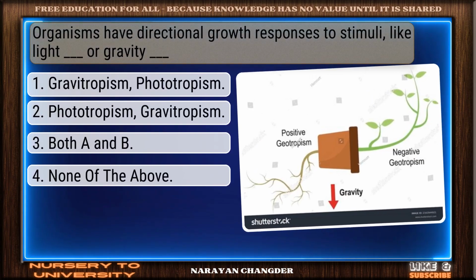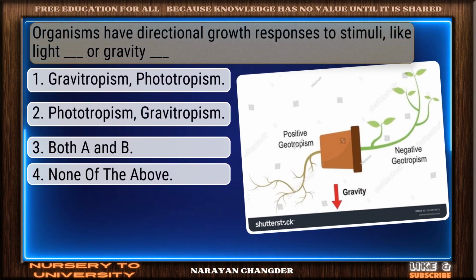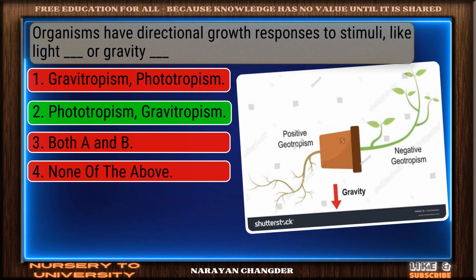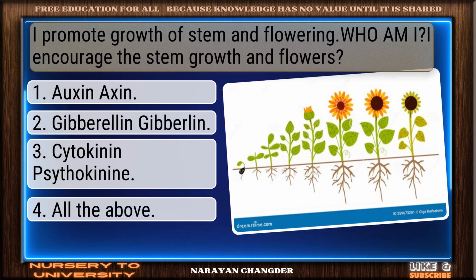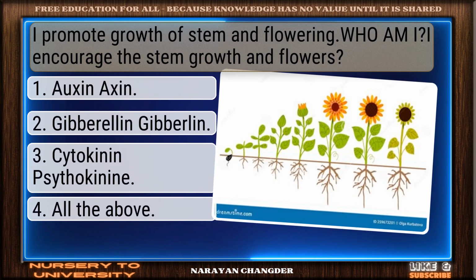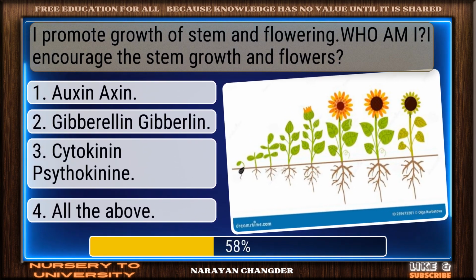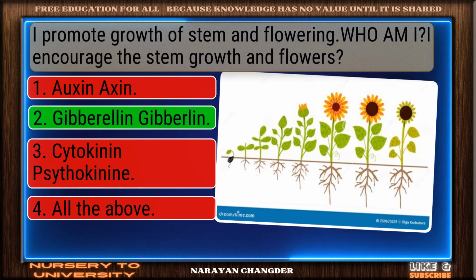Organisms have directional growth responses to stimuli like light dash or gravity dash. You chose phototropism, gravitropism. Correct? I promote growth of stem and flowering. Who am I? I encourage the stem growth and flowers. Sharp thinking. Gibberellin is right.